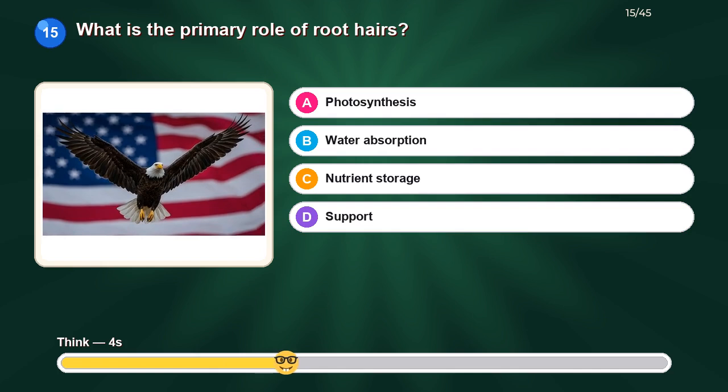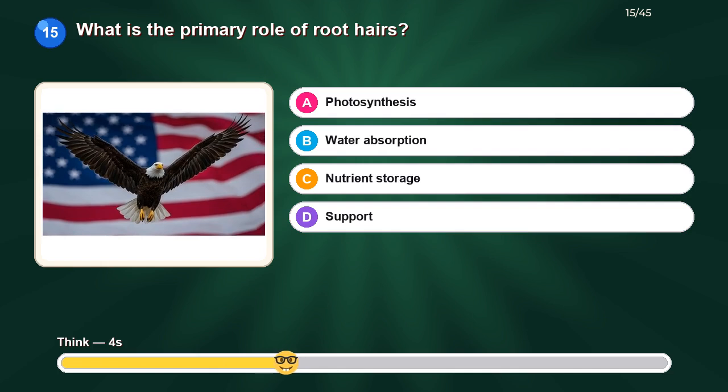What is the primary function of the fruit in flowering plants? Option A, photosynthesis. Option B, seed protection and dispersal. Option C, water absorption. Option D, nutrient storage. The correct answer is seed protection and dispersal.